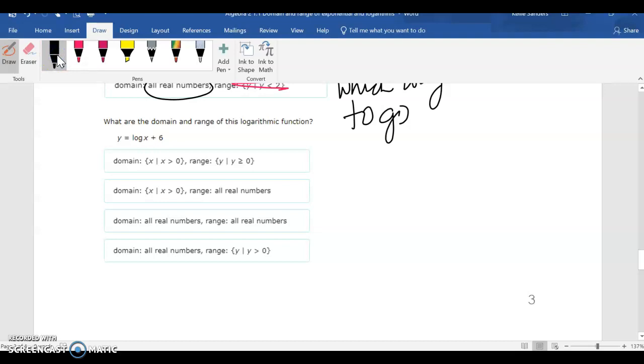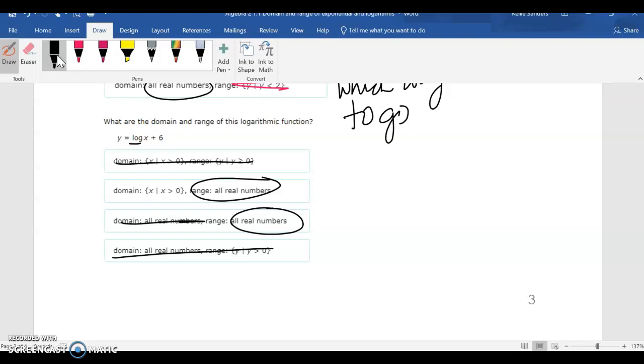Domain and range of a logarithmic. It's logarithmic because there's a log right there. And so remember, the range is always all real numbers. This one's kind of easy because you're never going to have all real numbers on both sets. But let me tell you why this is greater than 0.